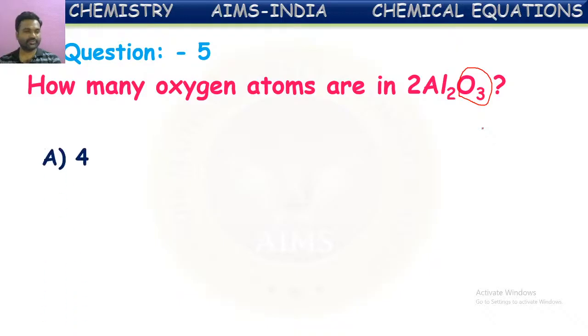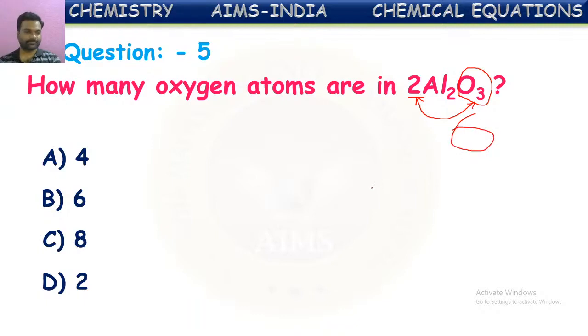Now let us see the options first. If you see, in each molecule of aluminum oxide, there are 3 oxygen atoms. So these 3 should be multiplied with the coefficient which is in front of the molecular formula. If you multiply these two, we get 6. So the correct answer is, yeah, very good. Many of you have given the correct answer. It is 6. So in this way, we can discuss balancing of chemical equations.